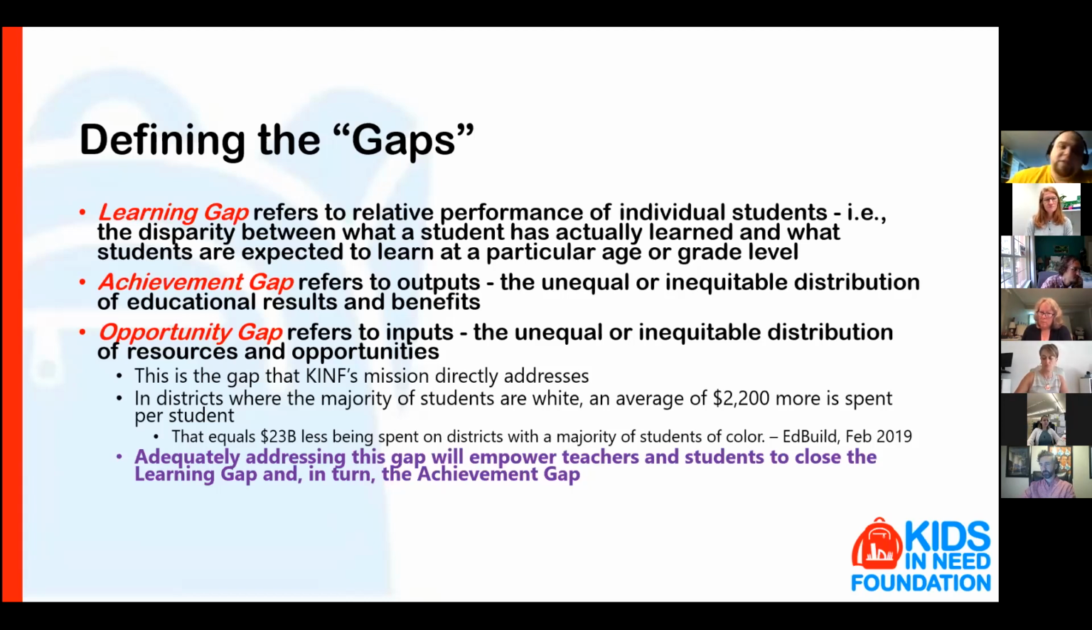Then that goes into the achievement gap. This refers to the outputs, which are the unequal or inequitable distribution of educational results and benefits. This is a lot of standardized testing, things of that nature that are used to see how students are performing in different districts and schools across the United States.